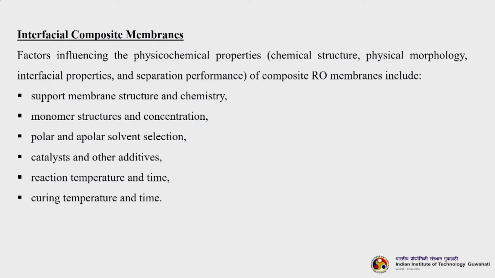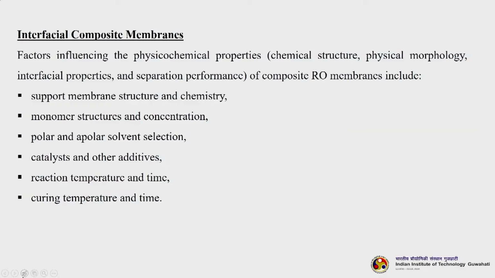So, factors influencing the physicochemical properties, chemical structure, physical morphology, interfacial properties, and separation performance of the composite RO membranes include the support membrane structure and chemistry. Though the support membrane is giving the mechanical support, its chemistry and structure also play an important role. Then, monomer structures and concentration, polar and apolar solvent selection, catalyst and other additives if at all there are any, but not present always, reaction temperature and time, and curing temperature and time.